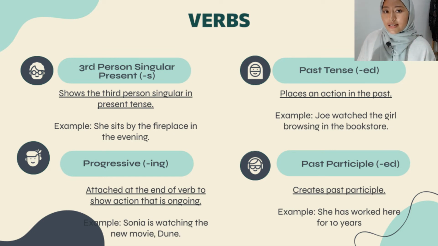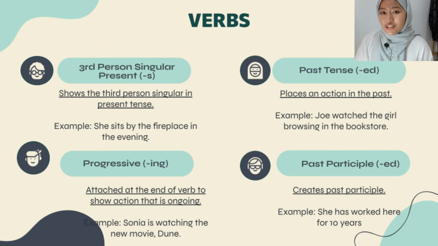The first one is the third person singular present. And this happens when you add an S at the end of a verb. So this addition shows the third person singular in the present tense, in the now. The example that's given here is, she sits by the fireplace in the evening. So the verb sit has had an S added at the end of it, and it has become a third person singular present.